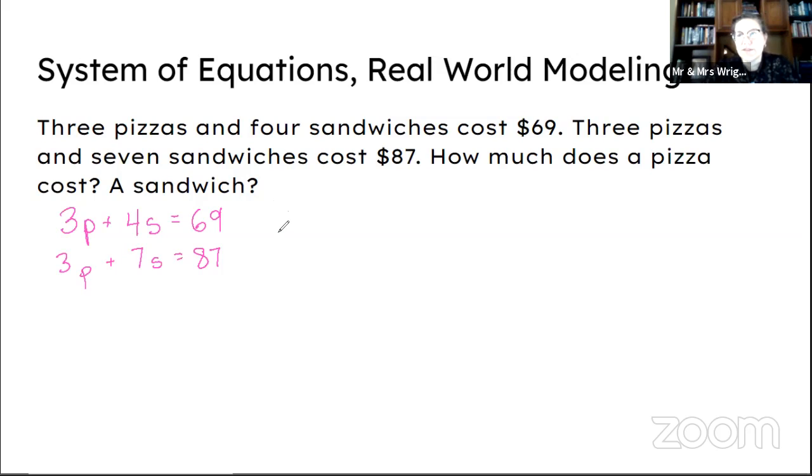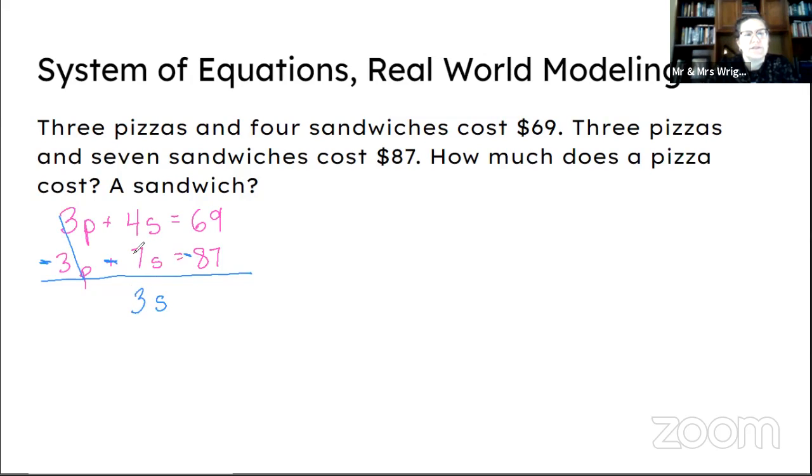So it does not tell us specifically how we are to solve this, so we can choose any method we would like. I'm going to solve this using elimination. I'm just going to subtract this bottom equation from the top equation. So if I want to subtract, I need to change all my signs. So 3P minus 3P, that's going to cancel out. 4S minus 7S. Well, I've got like terms there, so my S is just going to carry down. And 4 minus 7, I've got different signs, so I need to find the difference. So I'm just going to do 7 minus 4, which is 3.